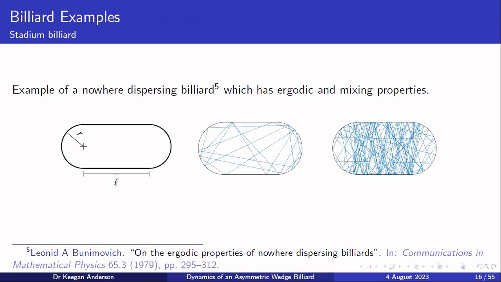Our next example is what we call a stadium billiard. So it's sort of like the circle billiard, but stretched out. This was introduced by Bunimovich in 1979, and it was the first example of a convex type billiard which had chaotic orbits.